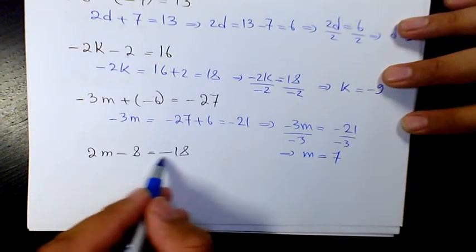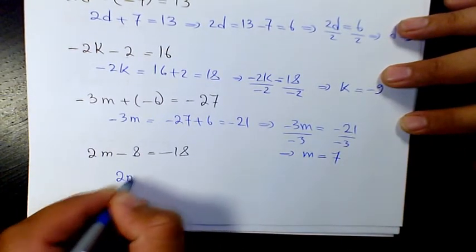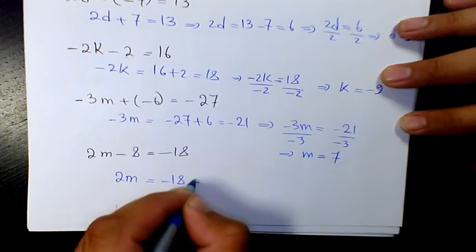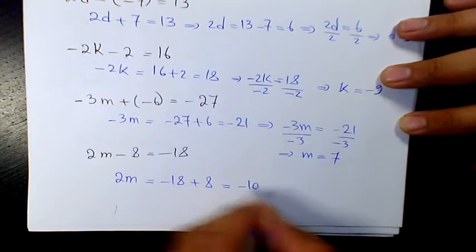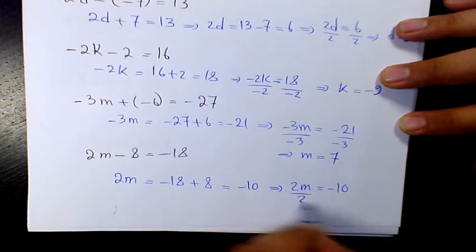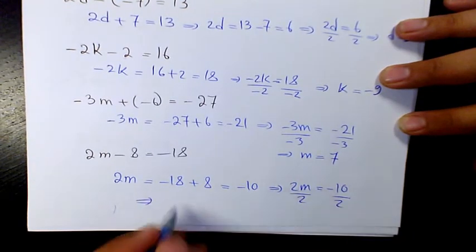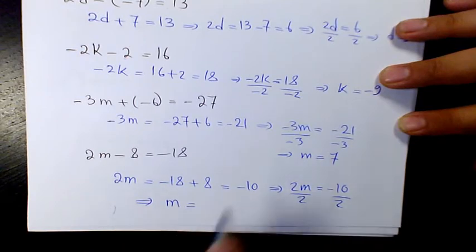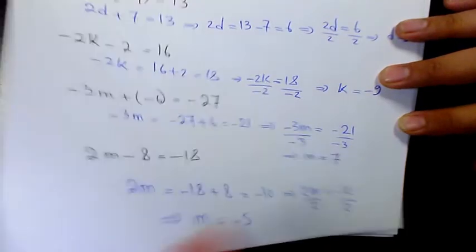2m minus 8 equals negative 18. So we have 2m, negative 18 plus 8. So that's going to be negative 10. So 2m equals negative 10. We need to divide both sides by 2. So 2m divided by 2 is going to be m. Negative 10 divided by 2 is going to be negative 5.